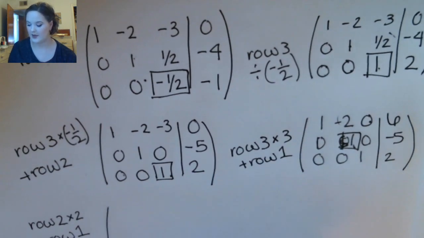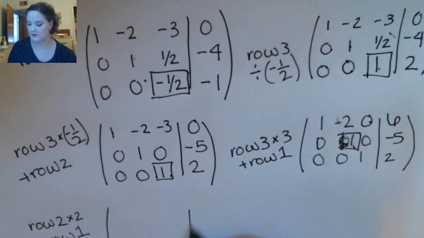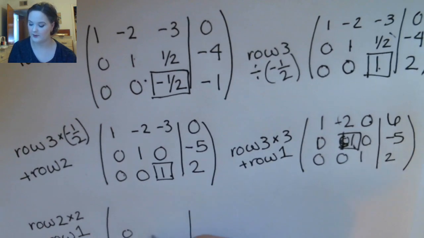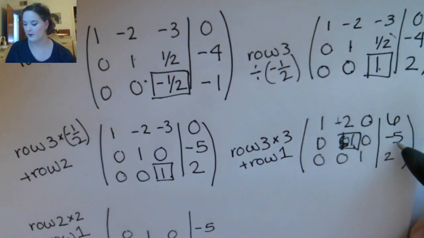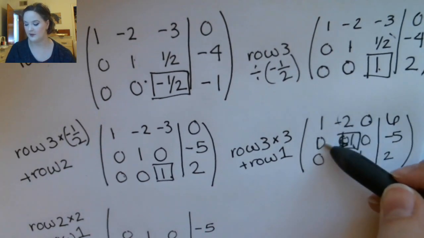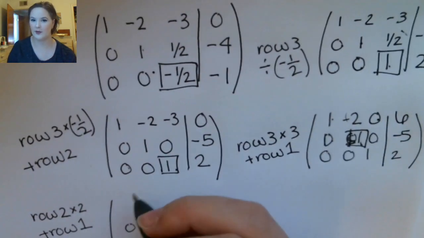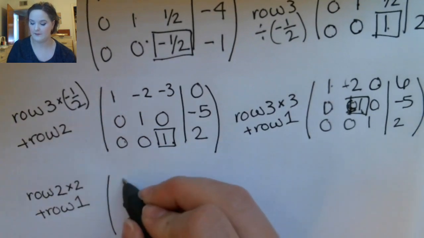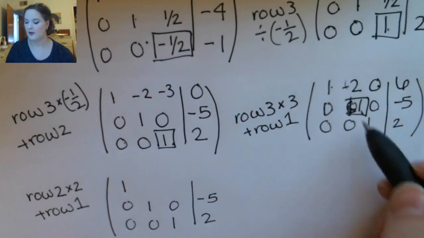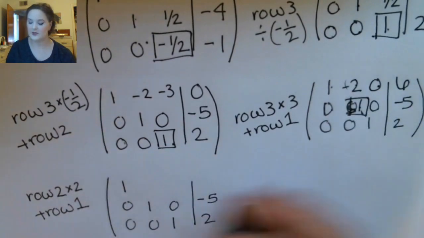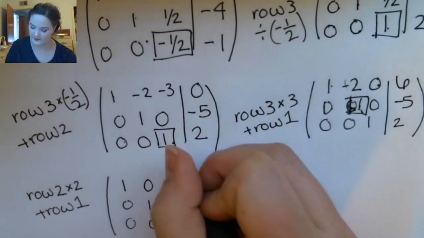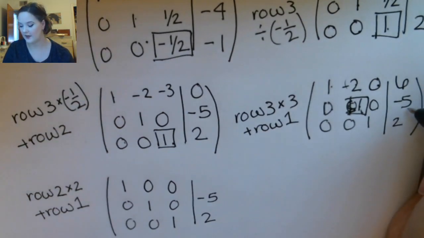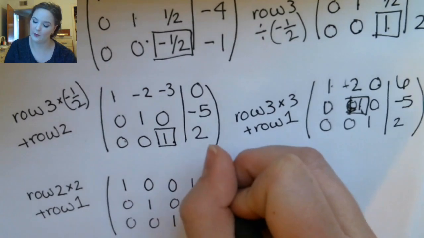So I'm not changing this row at all. I'm not changing this row at all. Now I'm going to take this row and multiply it by 2 and add it. So 0 times 2 is 0, plus 1 is 1. 1 times 2 is 2, plus -2 is 0. 0 times 2 is 0, plus 0 is 0. -5 times 2 is -10, plus 6 is -4.